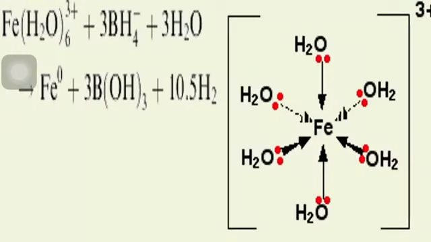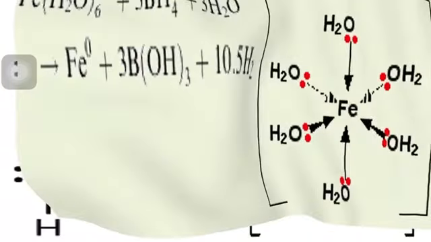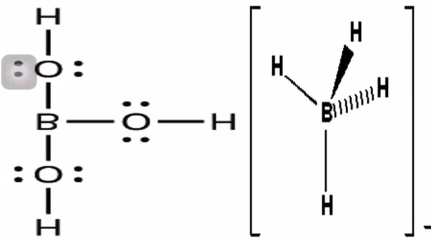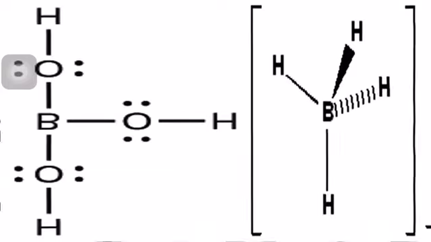The picture on the left shows how the synthesis of iron nanoparticles, and the one on the right shows the structure of iron hexahydrated. Picture on the left shows the Lewis structure of boric acid, and on the right shows the structure of tetrahydroborate.